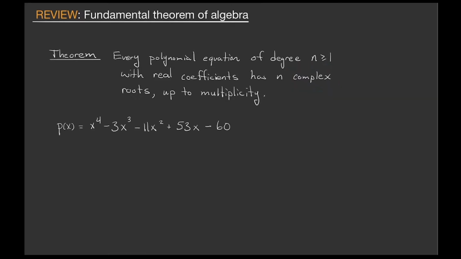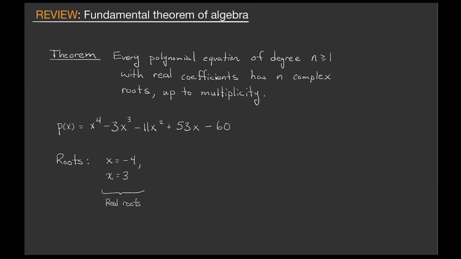Now, here's an example of a fourth degree polynomial. That means, according to this theorem, if it's degree n, fourth degree, it should have n complex roots, up to multiplicity. Now, the roots are going to be x is equal to -4 and x is equal to 3. Those are two roots that are real. Now, a real number is a complex number. So when we say complex roots here, we mean complex in the general sense. Some of them can just be real, but a real number is also a complex number, but not all complex numbers are real.